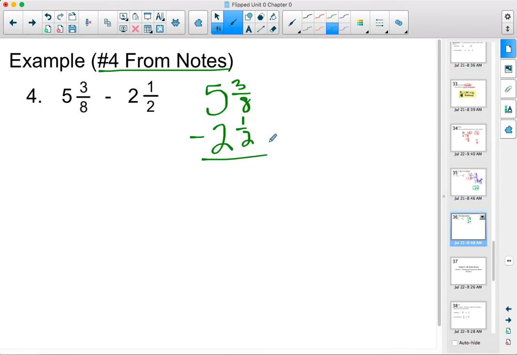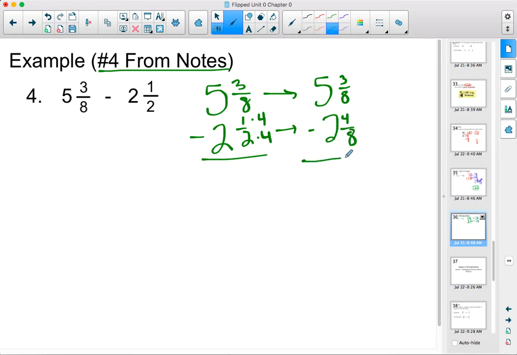Then we know we have to find a common denominator. Common denominator for 2 and 8 is 8. That means I'm going to multiply my 2 times 4 here. And then I'm going to multiply the 1 by 4 as well to keep it equivalent. Rewrite my problem. I get 5 3/8 minus 2 4/8.